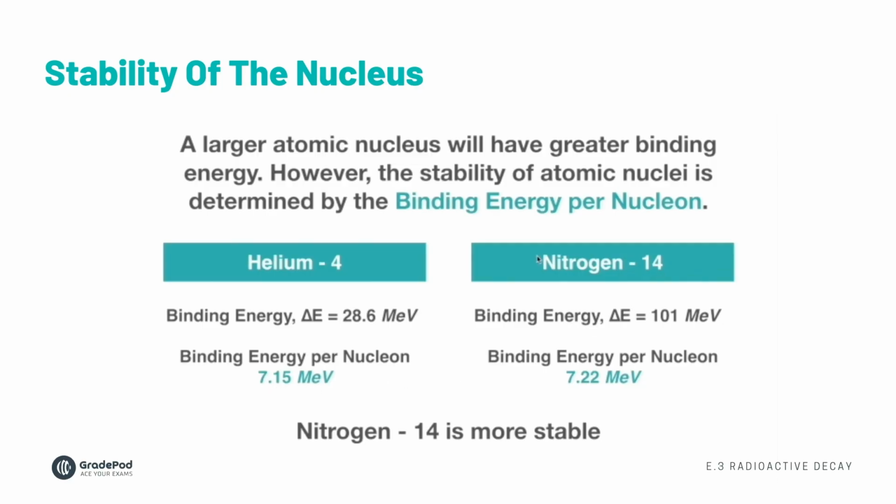Now look at, say, nitrogen-14. The binding energy of the whole nucleus is 101 mega electron volts. So you'd think that nitrogen must be more stable than helium. But to make a true comparison, we need to work out what the energy per nucleon is. So we divide 101 by 14, and we find the binding energy per nucleon is 7.22 mega electron volts. So yes, nitrogen is more stable than helium, but it's not always the case that bigger atoms are more stable.